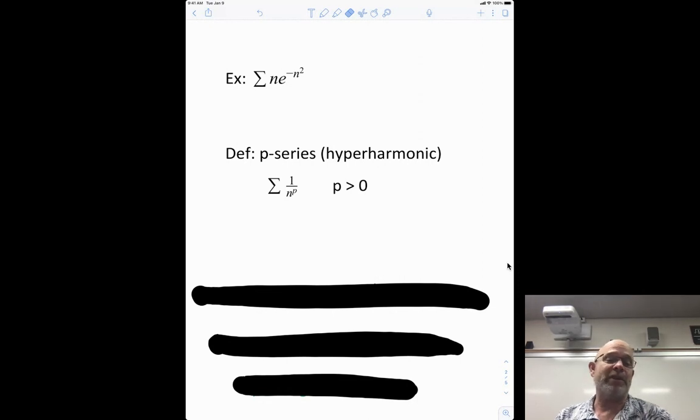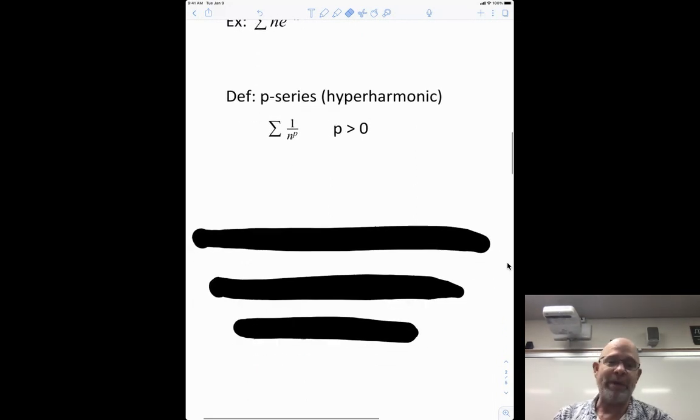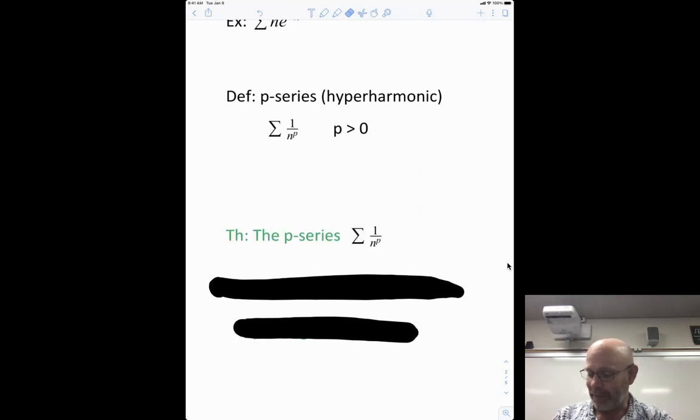P must be greater than 0, however, because if P is less than 0 or a negative number, that would flip it up to the top. It would change everything. Now it would just be n to a power, which means the terms would be getting bigger and bigger, which means it's not going to converge anyway. Normally, I would do a proof of this in class, but I'm just going to tell you rather than a proof. Maybe we'll do a quick little proof in class next time we see each other.